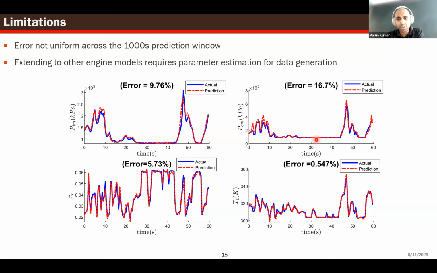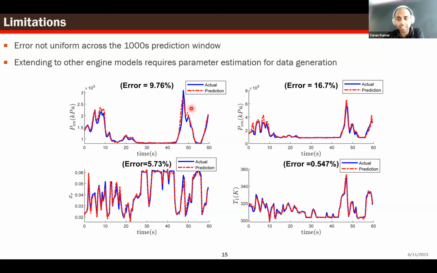Some of that is attributed to the fact that some of these scenarios, like a flat line, which basically shows an engine idling condition, are very hard to capture because they are not represented well in the training data. Some of these sharp peaks that you see are also hard to capture because the training data does not have enough representation for these types of events. So that's one of the limitations.